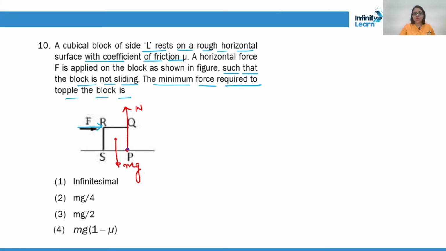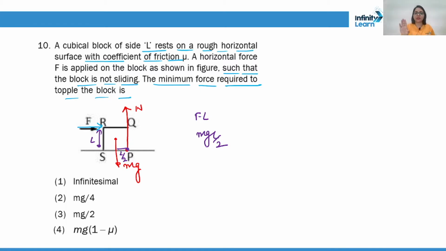So the block will rotate about point P. So torque about point P should be greater than 0, right? It should be slightly more than 0, so that the block can topple. So let's calculate the torque about point P. This distance is L by 2 and this distance is L. So torque produced by F is FL and torque produced by mg is mgL by 2. And torque produced by F should be more than torque produced by mg.